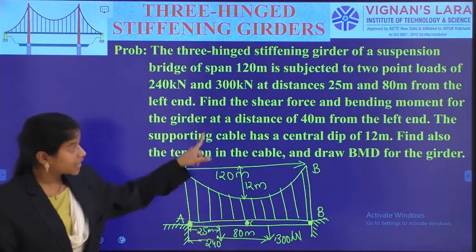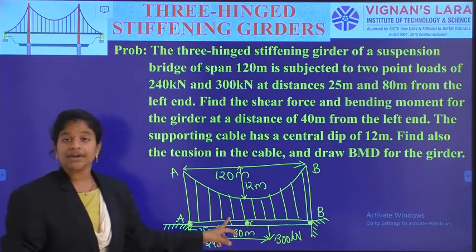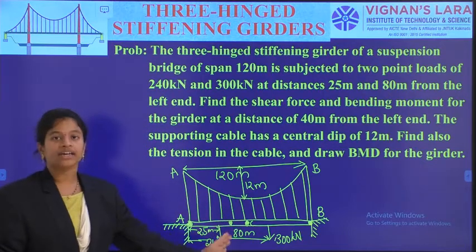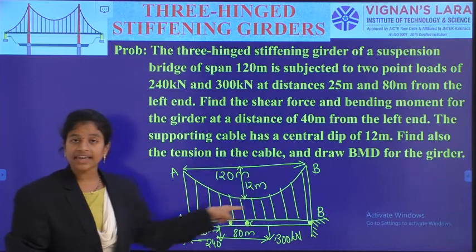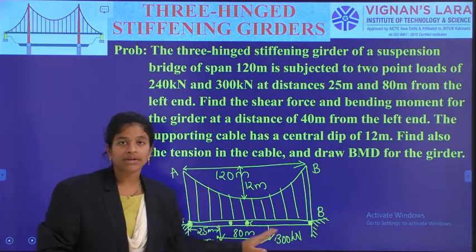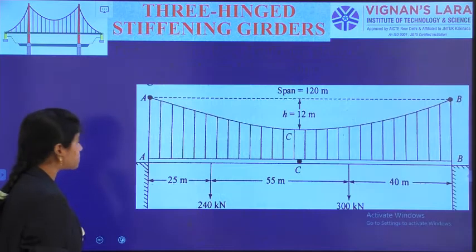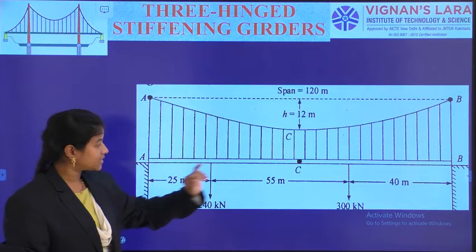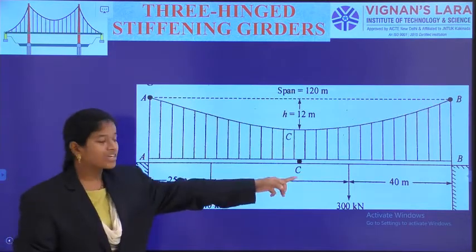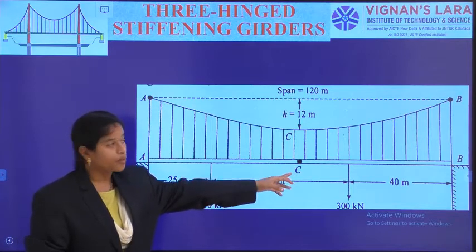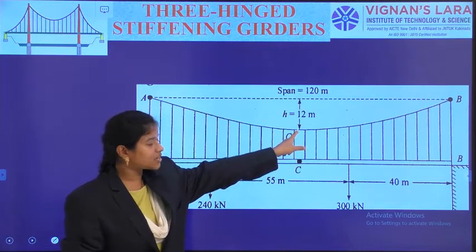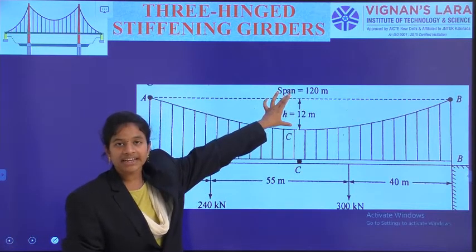For this structure I need to calculate the shear force and bending moment of the stiffening girder at 40 meters from the left end, and also the tension in the cable, and draw the actual bending moment diagram for the girder. When we observe the picture clearly, it looks like this. The support A and the support B are like that, and we have a 3-hinge stiffening girder with a hinge at point C, and the cable with A, B, and C. At C we indicate the dip value.